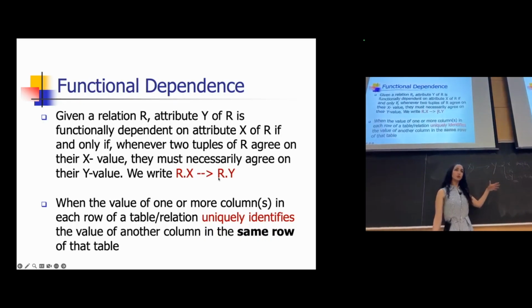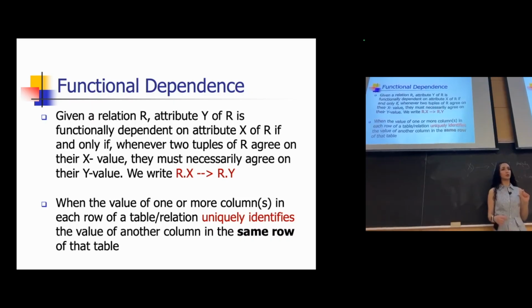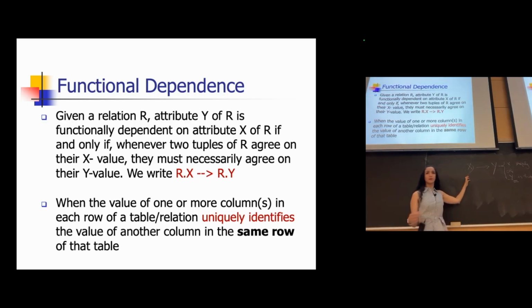But I want you to know the difference. When I say, for example, X uniquely determines Y, I write it this way. So it doesn't mean Y uniquely identifies X, right? That is not correct. So when I write this, you either read it this way, X can uniquely identify Y, or Y is functionally dependent on X.